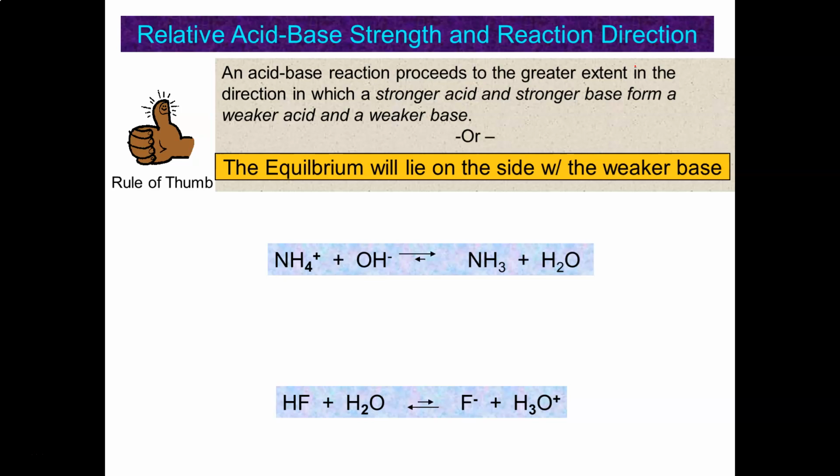If you're trying to figure out which way a reaction is going to go in one of these systems, you want to find out where the weaker base is. A rule of thumb here is that equilibrium will lie on the side with the weaker base.